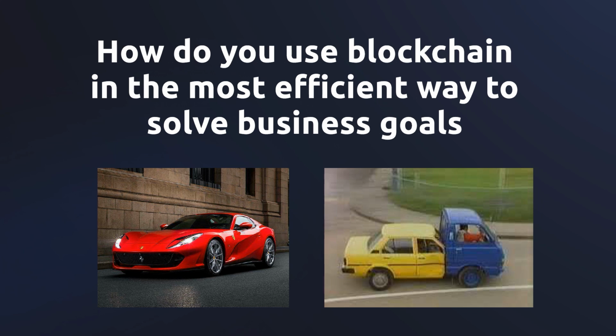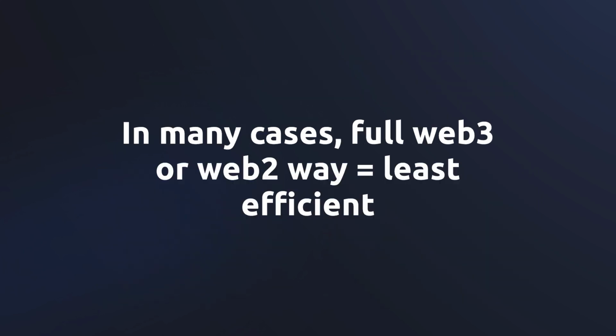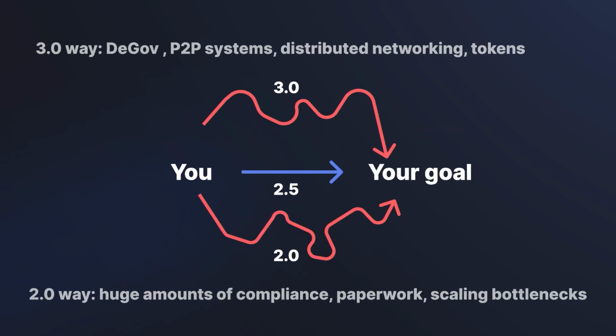If you don't do it this way, someone is going to do it this way, and it is going to be faster and better for the end user than you. So in many cases, full Web3 way or full Web2 way, especially in the industries I outlined earlier, is the least efficient way. So you have you and your goal, and then you have a Web 2.0 way, where sometimes you need huge amounts of compliance, paperwork, and then you scale yourself in just the usual company way, like you hire people, you do HR and stuff, and then you scale as usual.